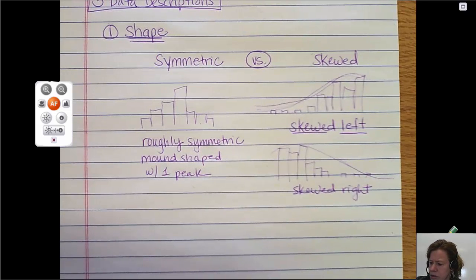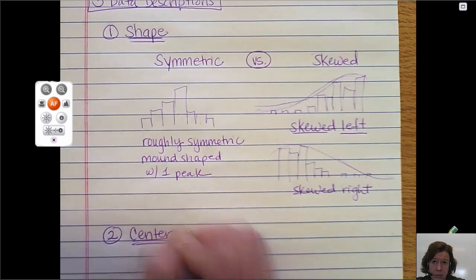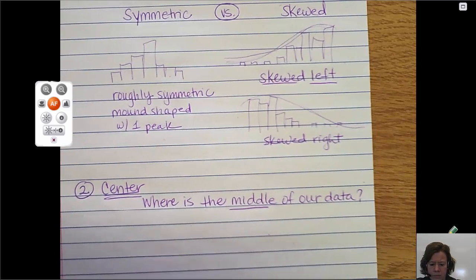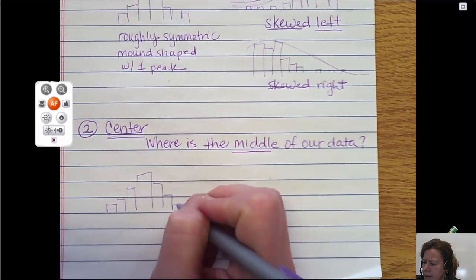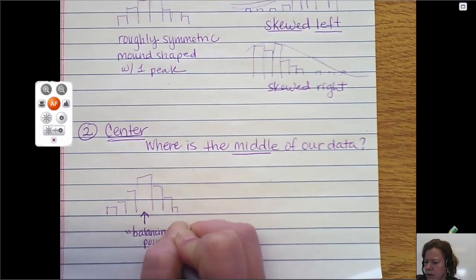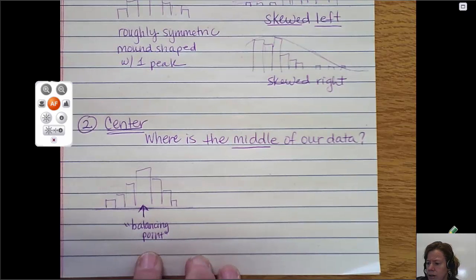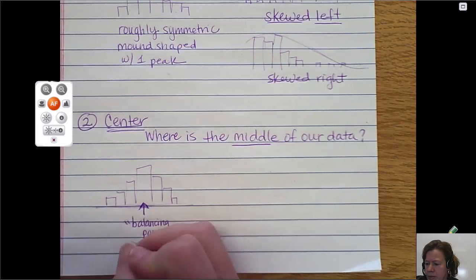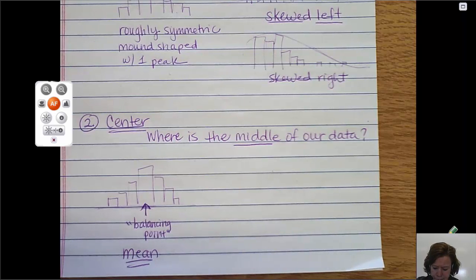Our second data description is the center, where approximately is the middle of our data. And again, it's approximately. When we look at a symmetric data set, the middle is at what we kind of think of as the balancing point. Okay, if this was a seesaw, where would that fulcrum be? Something like that. That would be our center. Mathematically in statistics, when we have symmetrical data, we talk about the mean as a measure of center, the average, and we did those earlier.